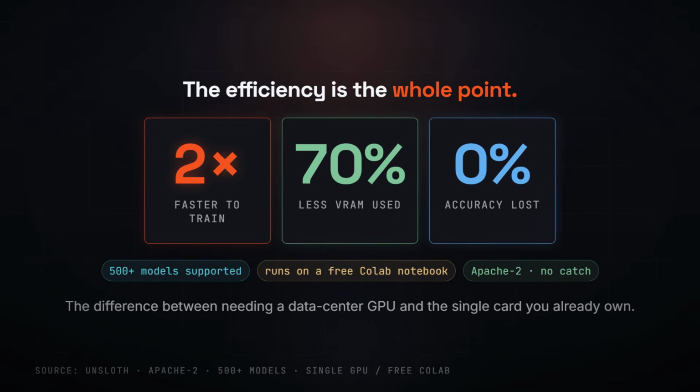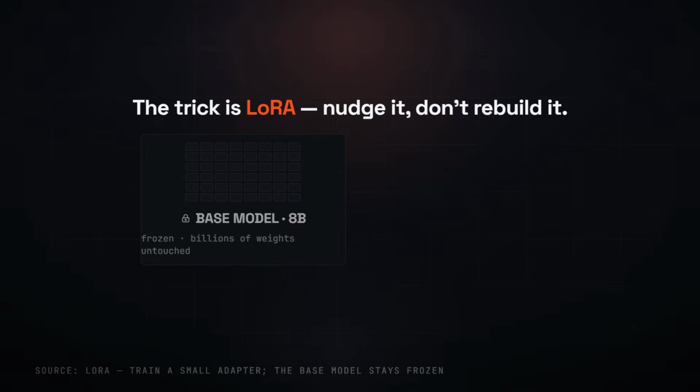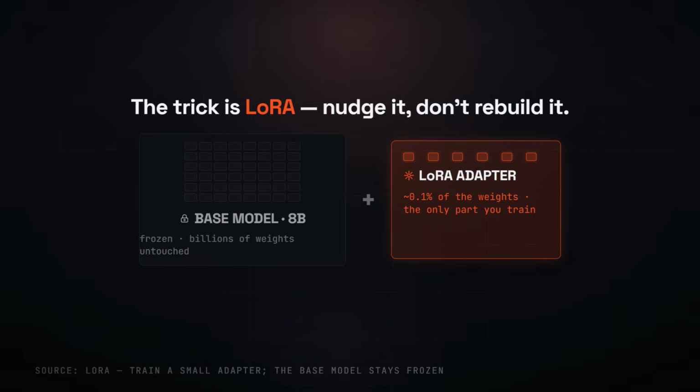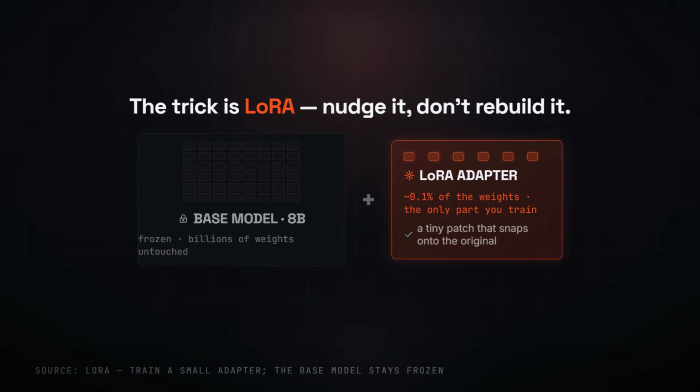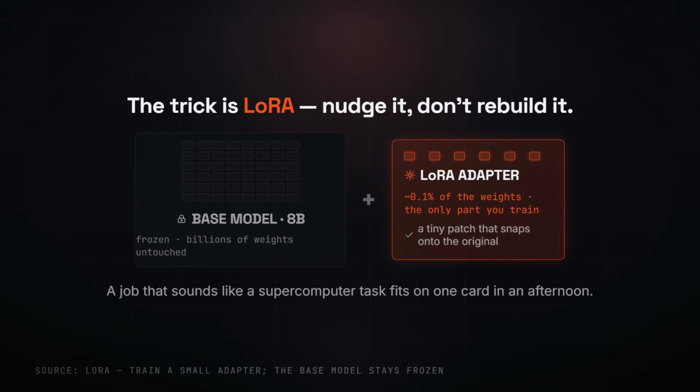500 plus models, Apache licensed, no catch. The reason it is so cheap is a trick called LoRA. Instead of retraining all of a model's billions of weights, you train one tiny adapter, a small patch that snaps onto the frozen original. You are nudging the model, not rebuilding it. That is why a job that sounds like a supercomputer task actually fits on a single card in an afternoon.